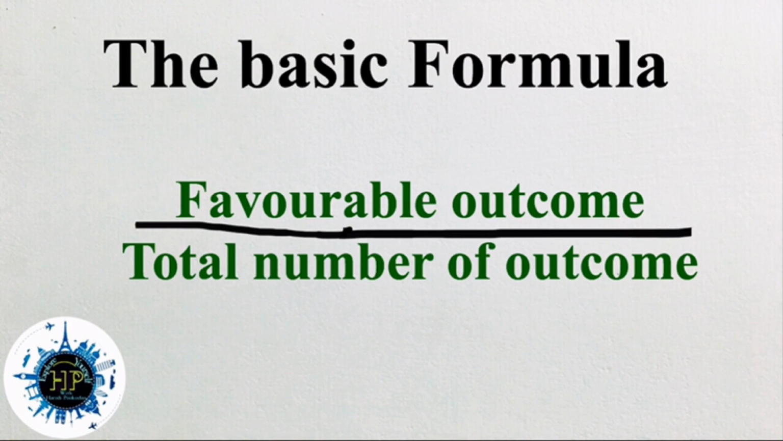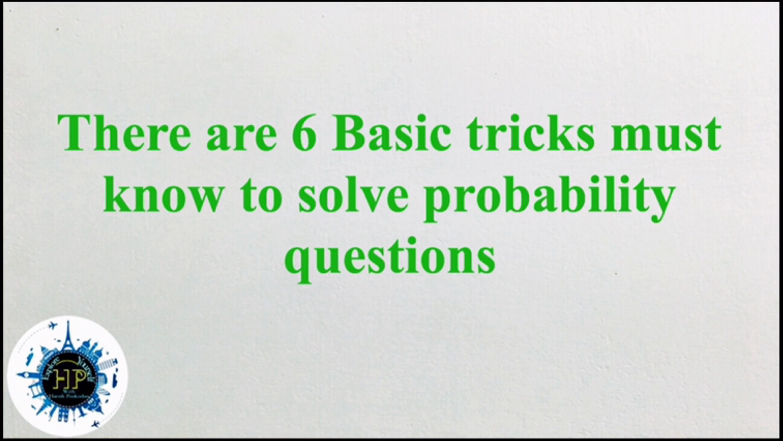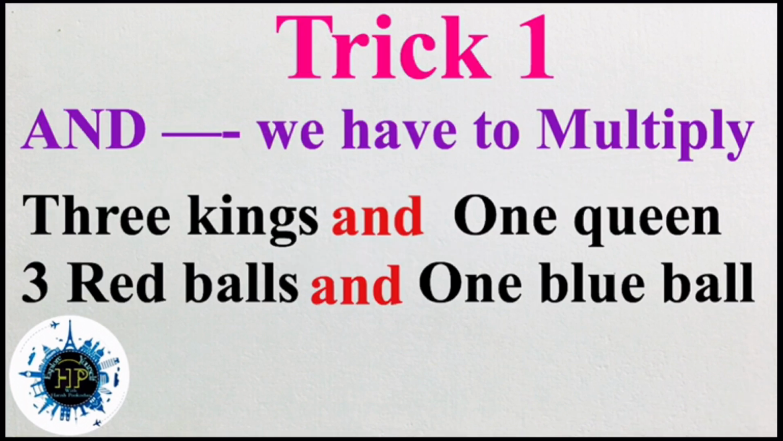Here there are 6 basic tricks in the formula one must definitely know to solve any problems related to probability. So those 6 basic tricks we are going to see. So let us get started. The first trick, trick 1, that is AND. If you are seeing AND in a probability question, we have to multiply.